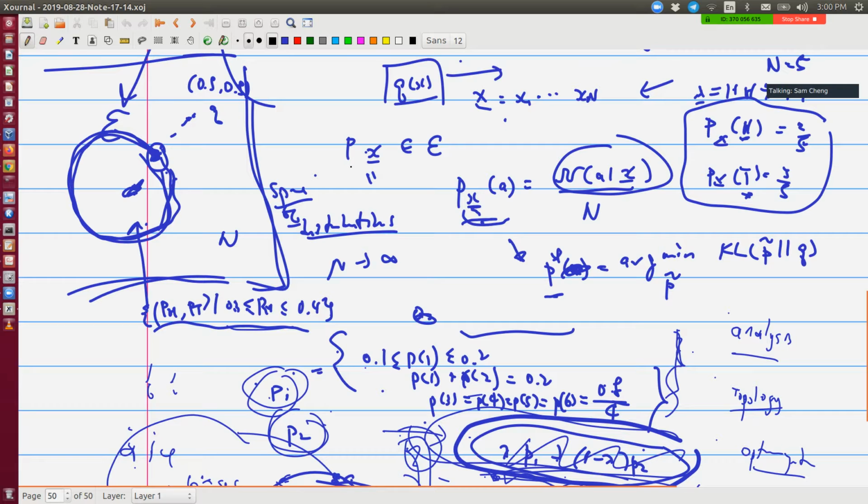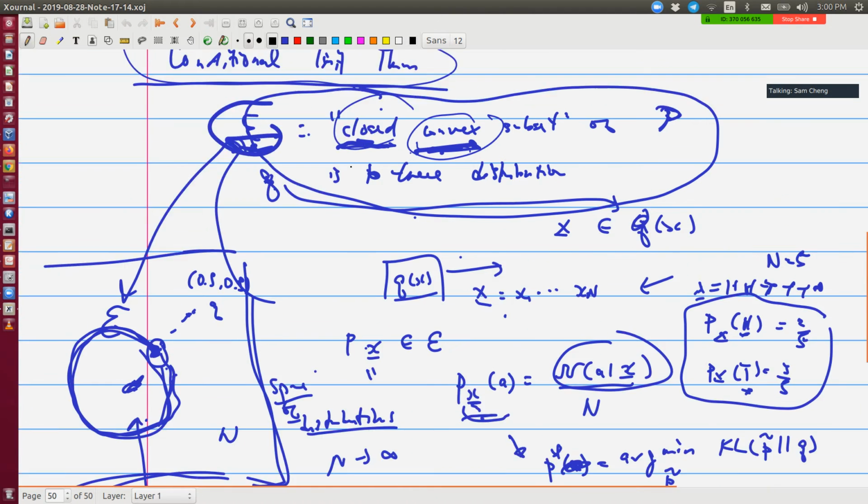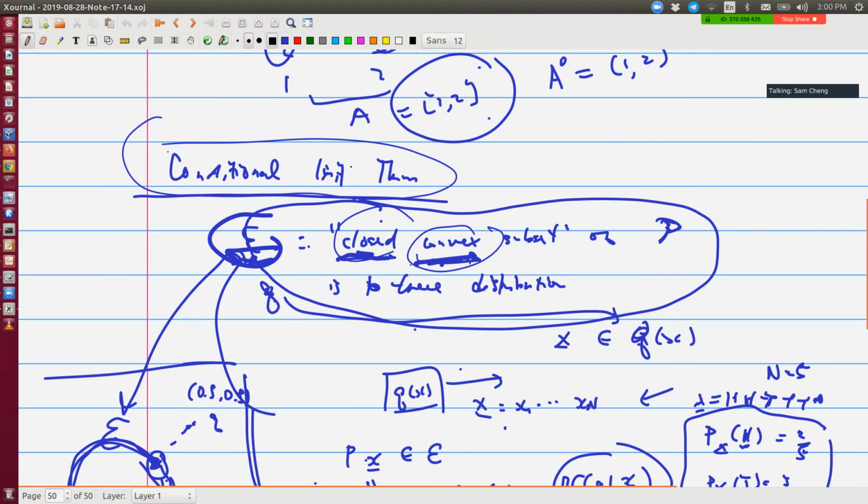So let's continue with what we were talking about, the conditional limit theorem. It's a bit messy here, so I need to get back to my notes. Okay, let's try it.